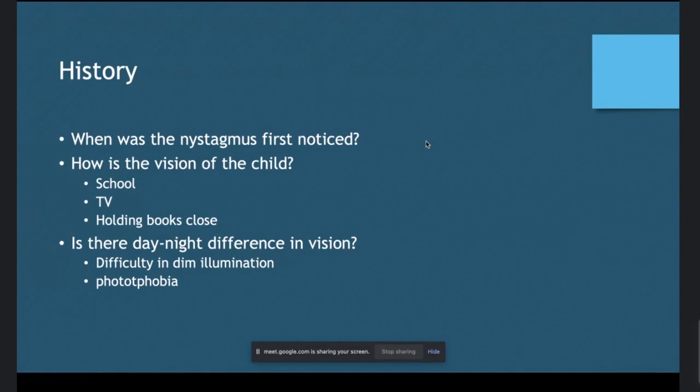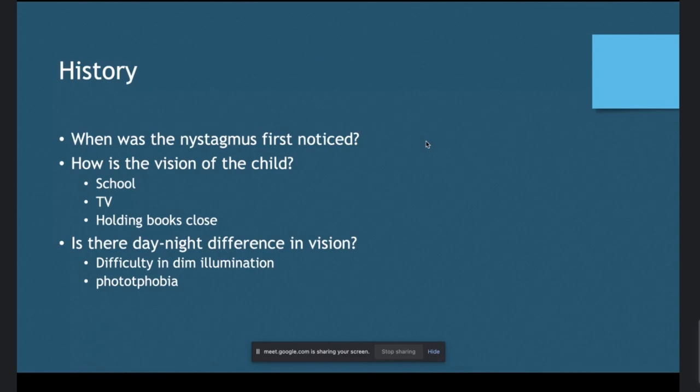First question, things in history. When was the nystagmus first noticed? How is the vision of the child? How does the child do in school? Does the child watch TV or your iPad or whatever very close? Does the child hold books close? Is there a day-night difference in vision? In other words, difficulty in dim illumination or difficulty in bright illumination?